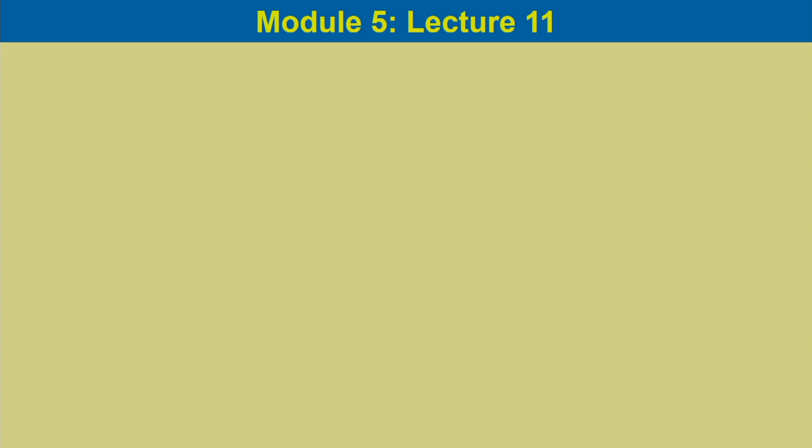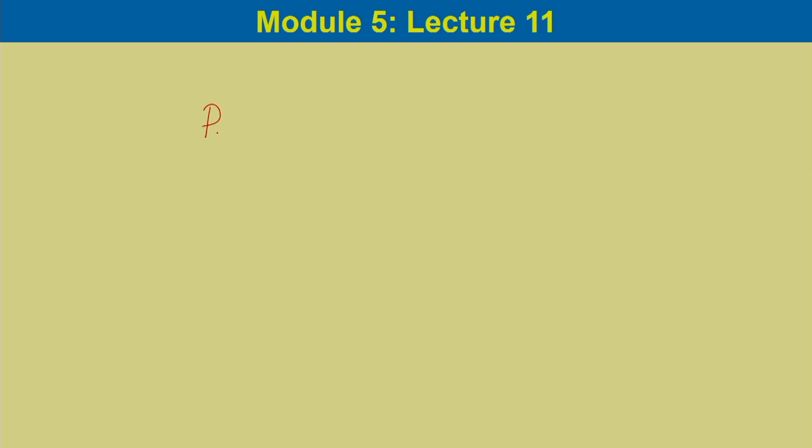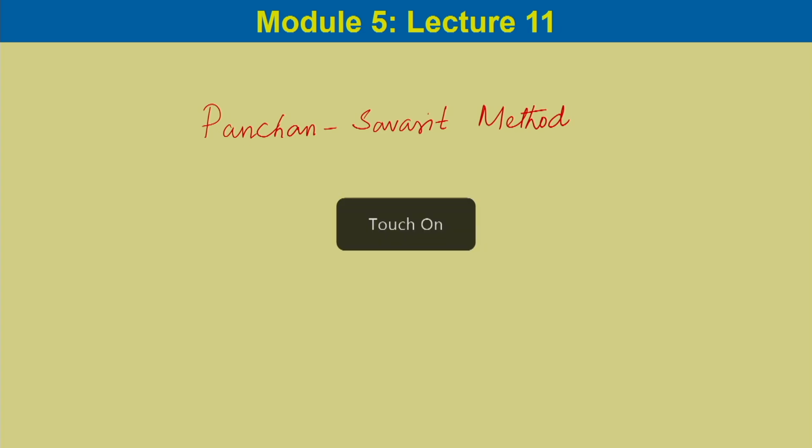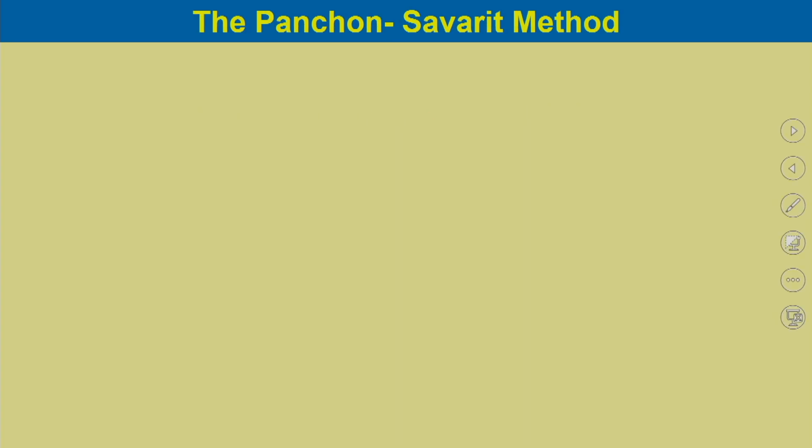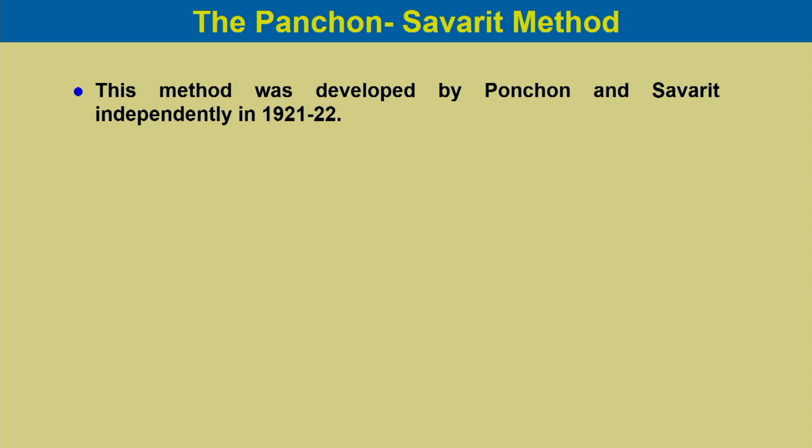In this lecture, we will consider a very important design aspect of tray columns by the Ponchon and Savarit method. So, let us start with this important topic for design of tray towers in a rigorous manner, the Ponchon and Savarit method. This method was developed by Ponchon and Savarit independently in 1921-22.